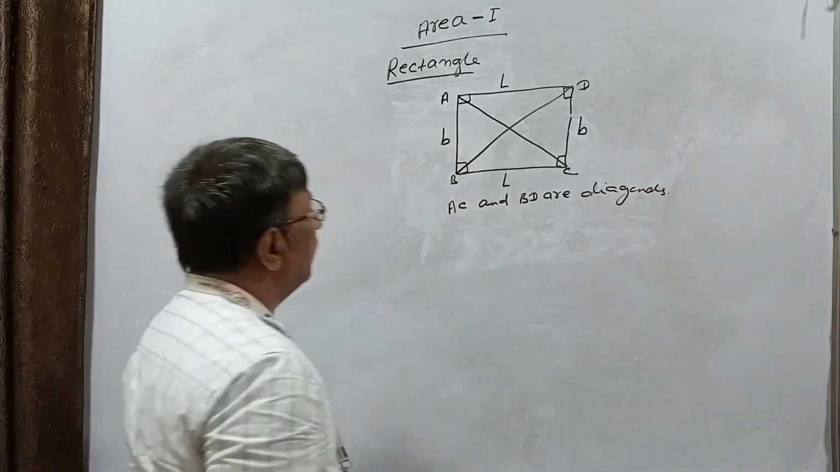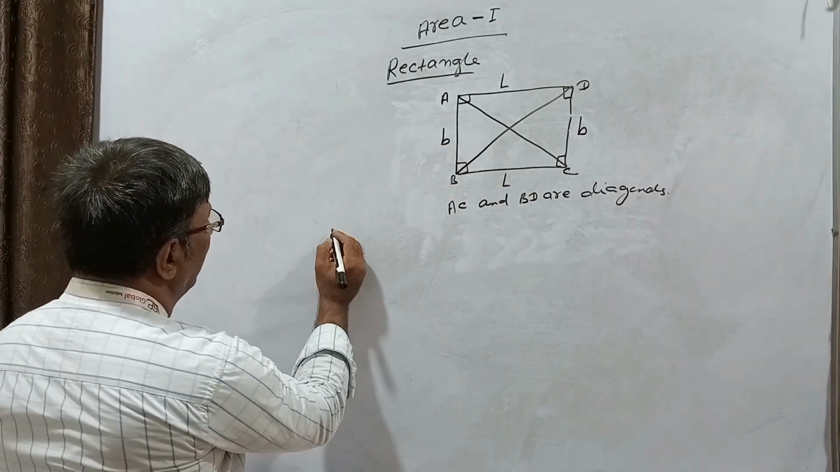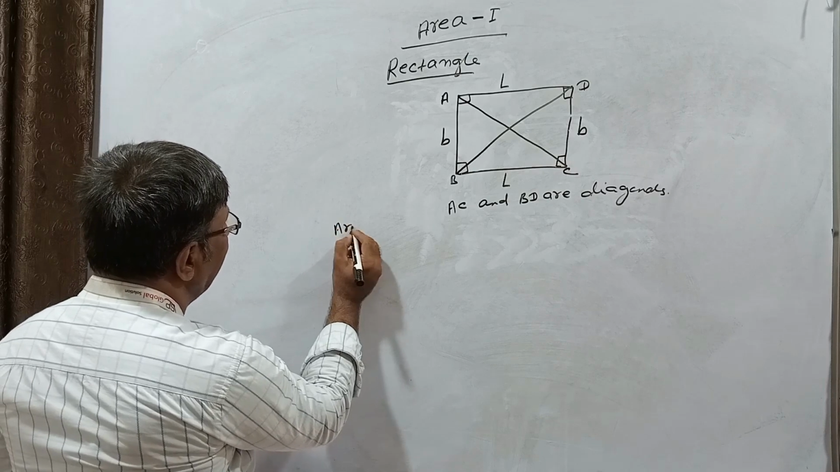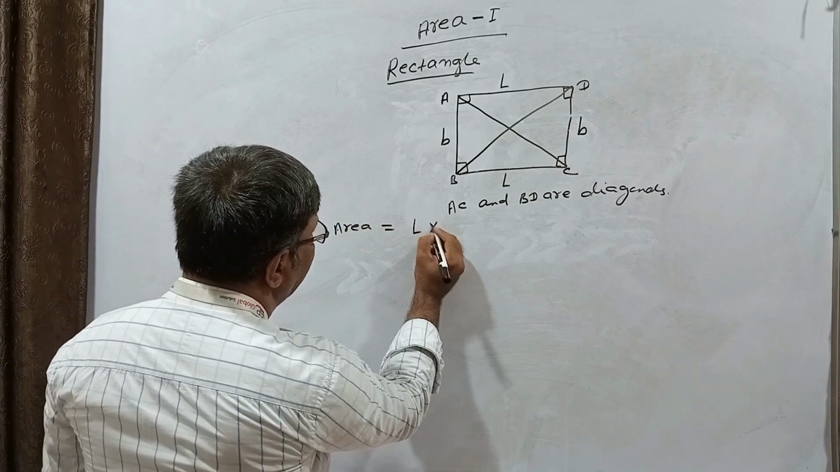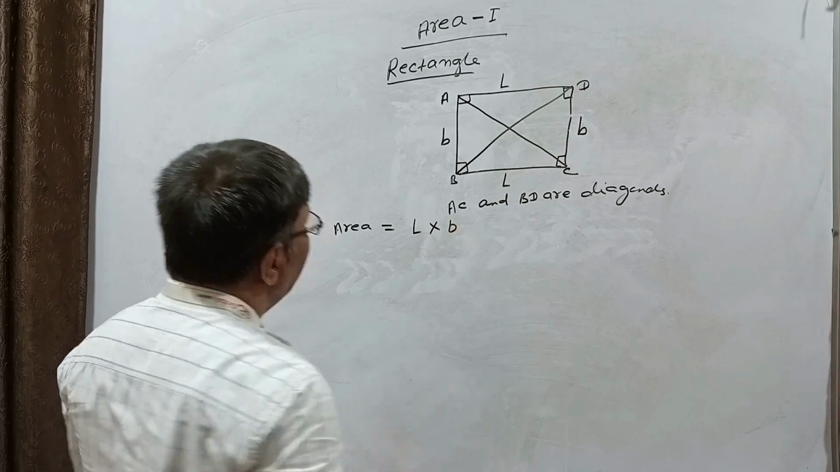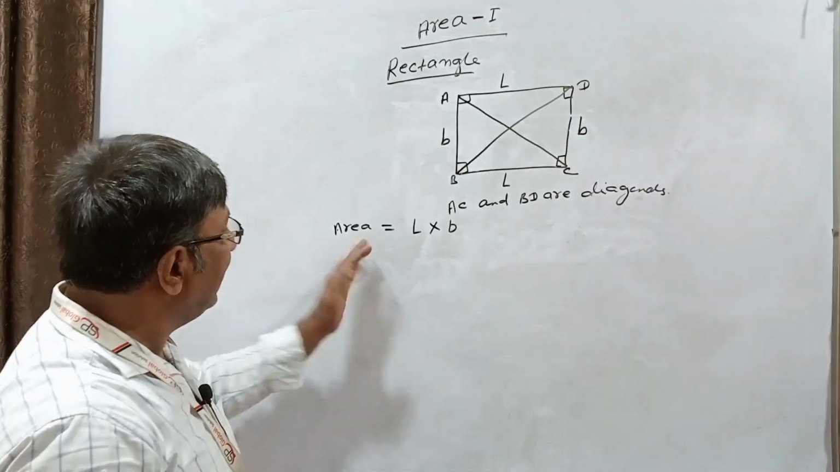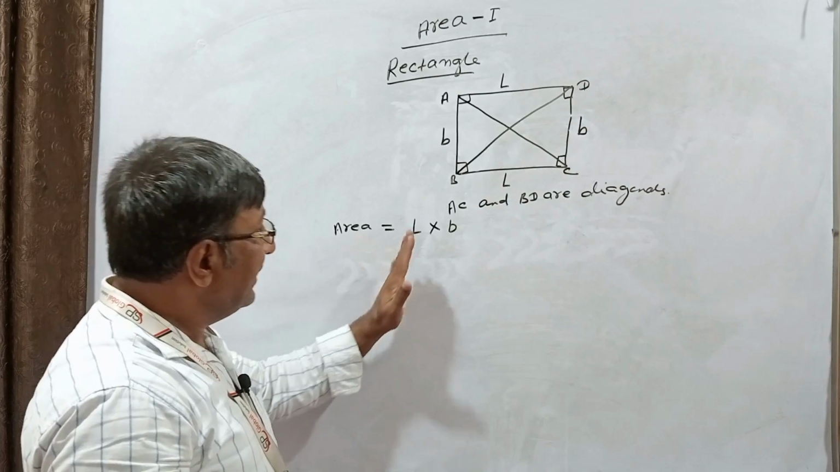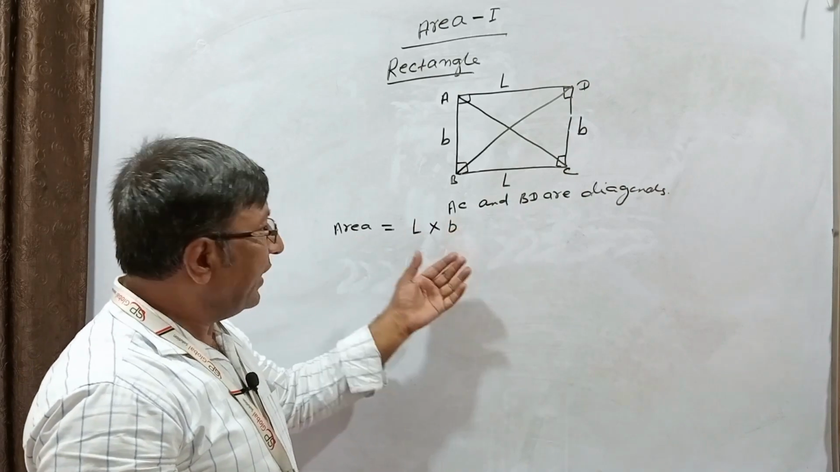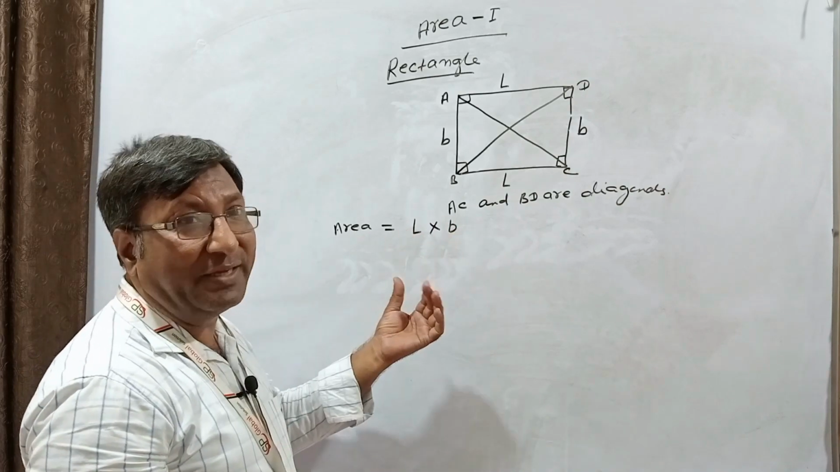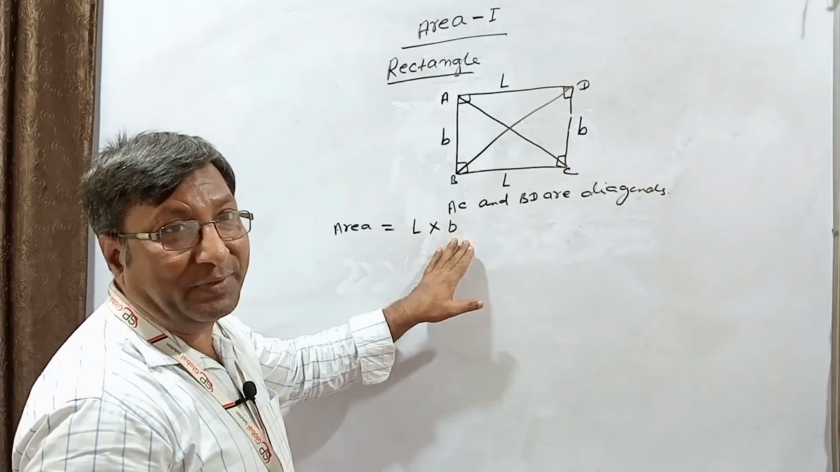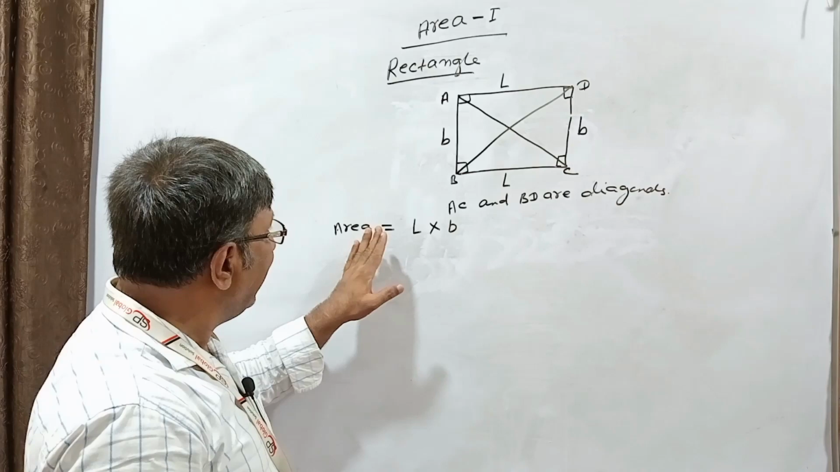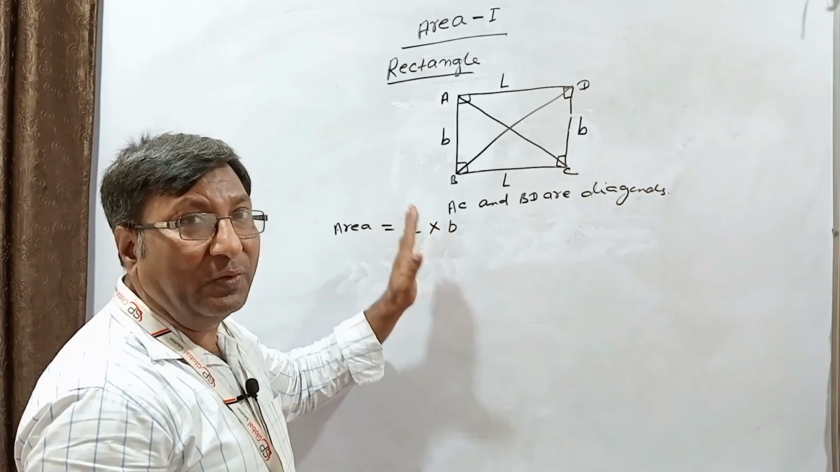Okay, so the most important formula is what? That is area. So area of rectangle is length into breadth. In this formula we have three terms: area, length and breadth. So if any two are given, we can find the third term. Suppose length is given and breadth is given, we can find area equal to length into breadth.